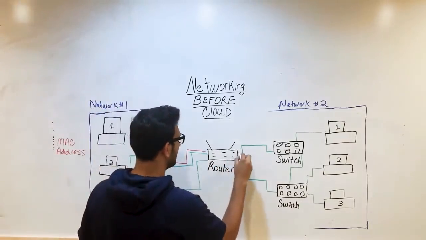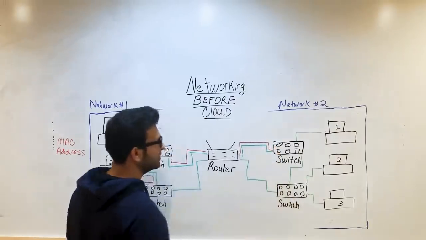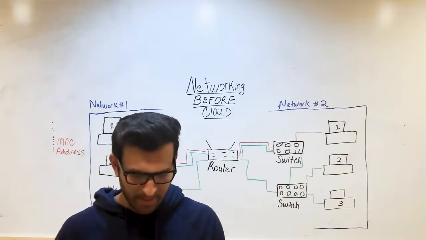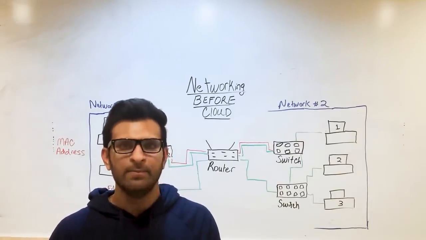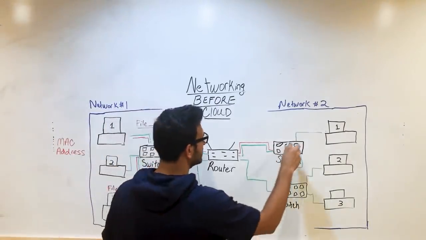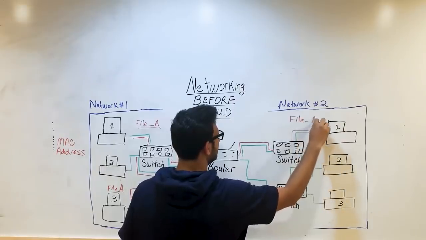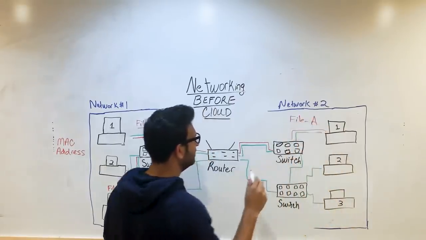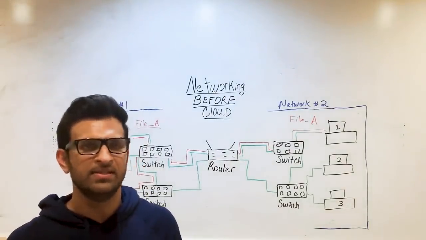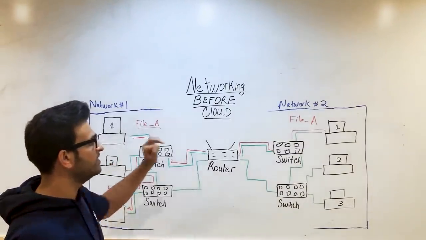So it arrives in network 2. Then the switch in network 2 does the exact same thing. It says, well, let me see if this MAC address matches anything locally. Oh, it does. It matches computer 1. Awesome. And then it travels to computer 1. Right? So I hope that kind of gives you an understanding at a high level of what it looks like to send files locally and to send them into a different network.